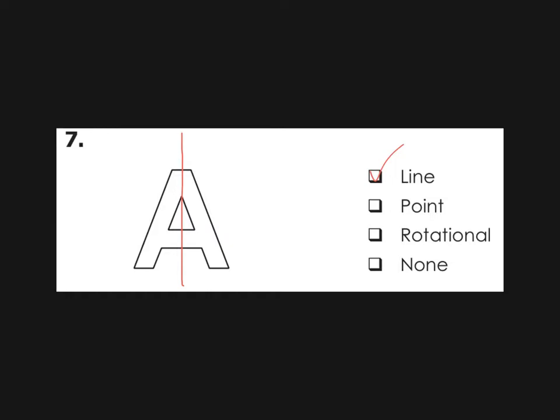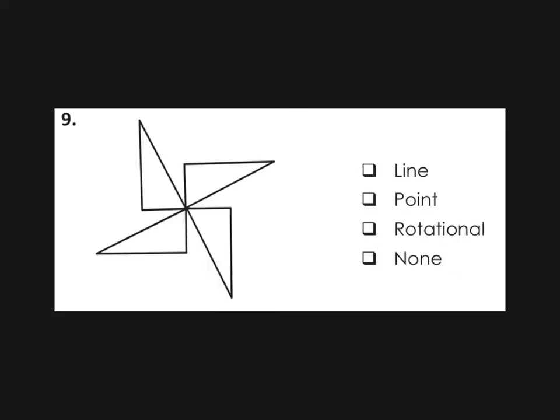Now, hopefully you understand that if you rotate the A upside down, we obviously do not have the same letter, it'd be an upside down A, and really, this letter is only going to be the letter A if it stands just like it is. So it's only going to have line symmetry, and that's it. Hopefully this is starting to make sense. Let's move on. Number 9 has a little bit of a pinwheel effect going on.